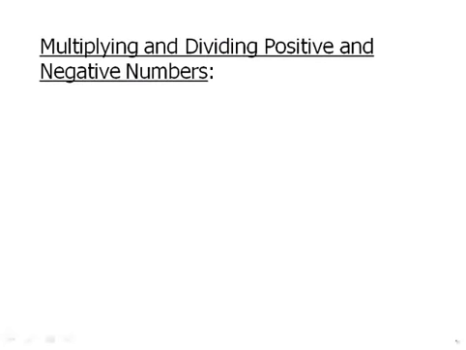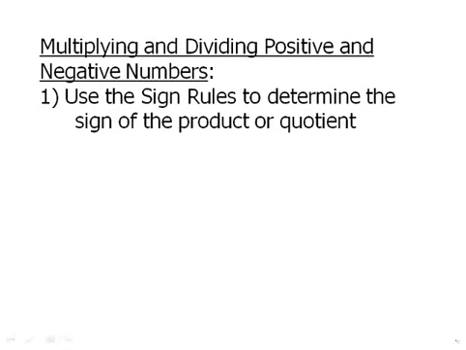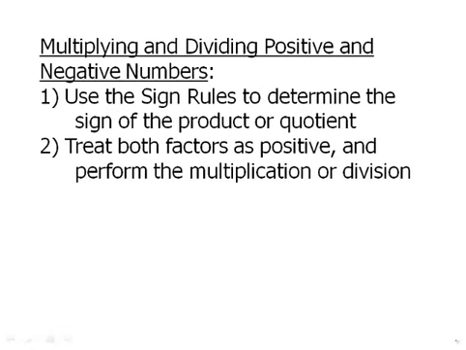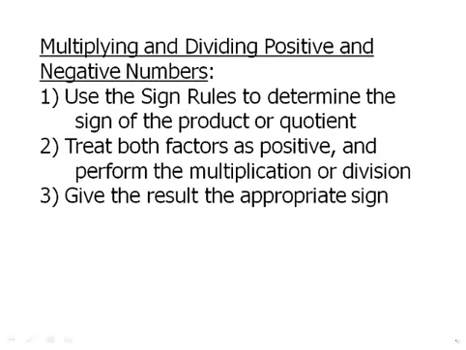Multiplying and dividing positive and negative numbers. First of all, always use the sign rule. Before you do any arithmetic, use the sign rule to determine what the sign of the product or the quotient will be. Determine the sign first. Once you determine the sign, treat both factors as positive and simply perform ordinary multiplication and division as you would with positive numbers. And at the end, give the appropriate sign. So you're going to separate out figuring out the sign from the actual arithmetic of the multiplication or the division.